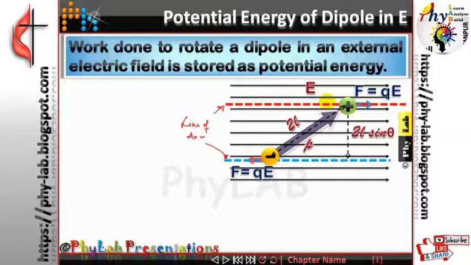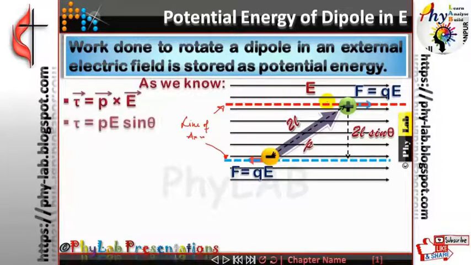Now friends, the expression of torque we have already derived: torque is equal to PE sin theta. So whenever a dipole is placed in an electric field, it always experiences a torque. The expression of the torque is P cross E in vector form, or torque equals PE sin theta. Now friends, under the action of this torque, our dipole tends to rotate inside the electric field.